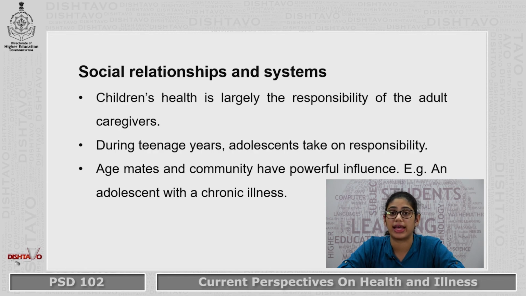Social relationships and systems. Children's health is largely the responsibility of adult caregivers. During teenage years, adolescents take on responsibility, however, age mates and community have a powerful influence, especially when the adolescent wants to feel accepted in society. Let us take an example. An adolescent who has a chronic illness like diabetes may avoid taking medication or ignore his or her health just because he wants to feel accepted in his peer group and not feel different from them.